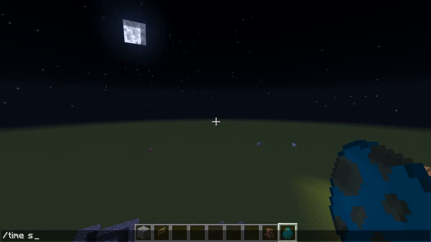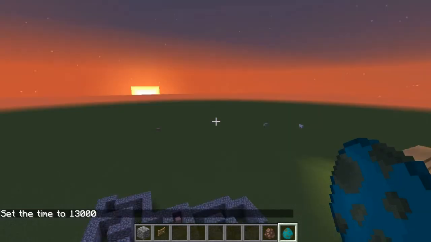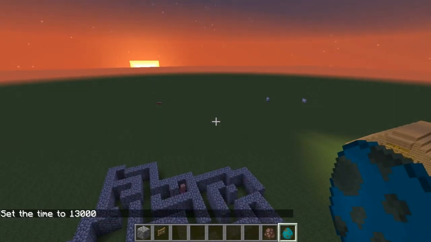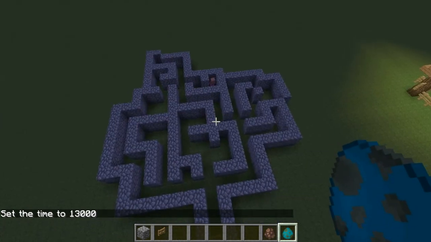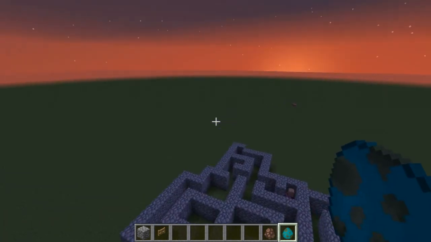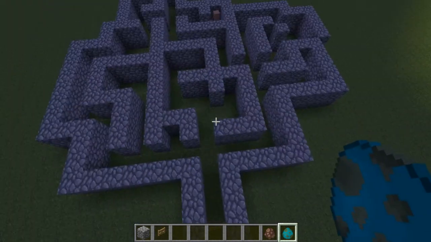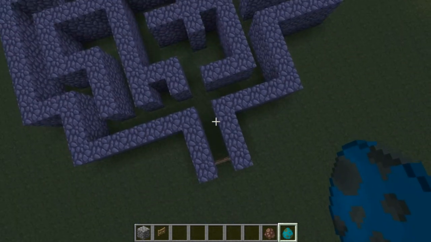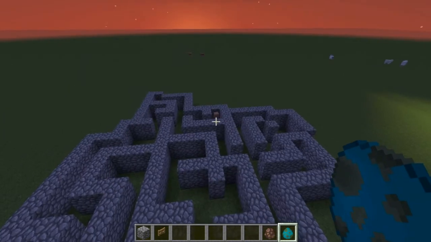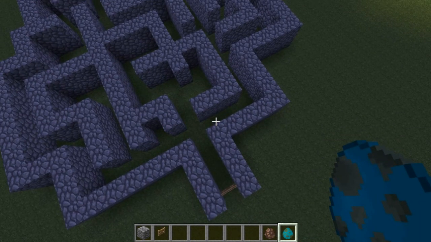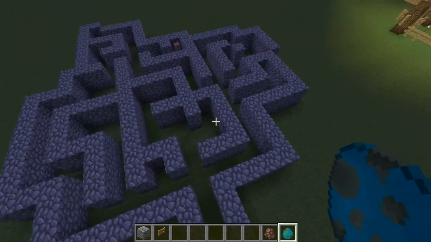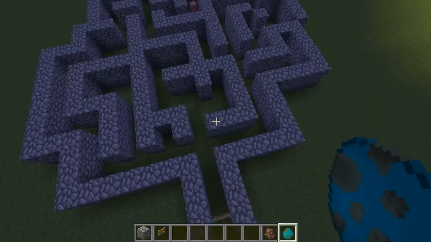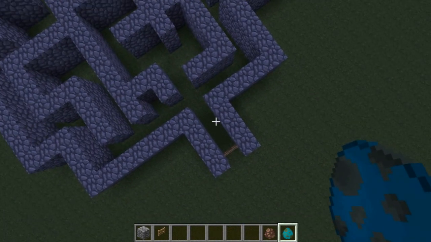I just want to make sure that we have nighttime here. There we go. Now if the program isn't cheating, this zombie is going to have to use discovery to find that villager. If the program is cheating, it's going to go straight to it without using discovery. We had to use discovery to find out where that villager was because we didn't have that prior knowledge.